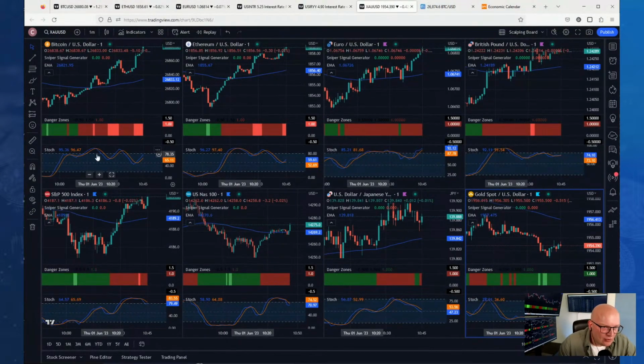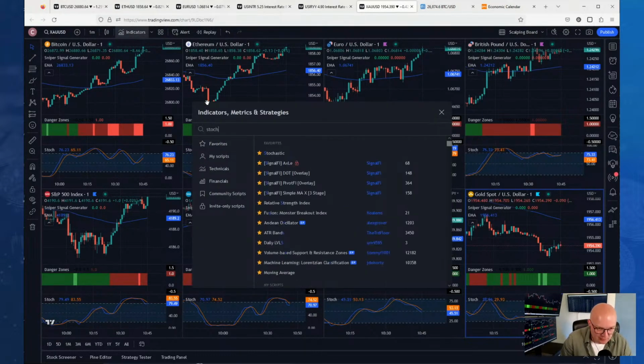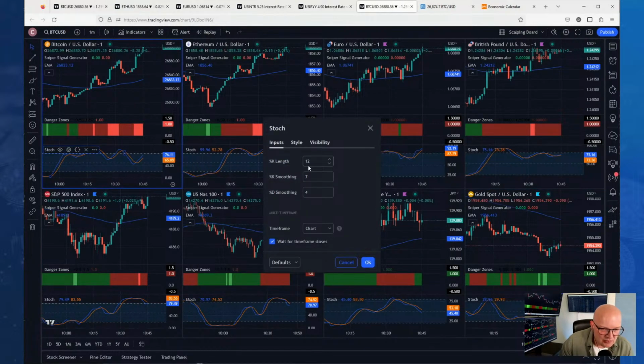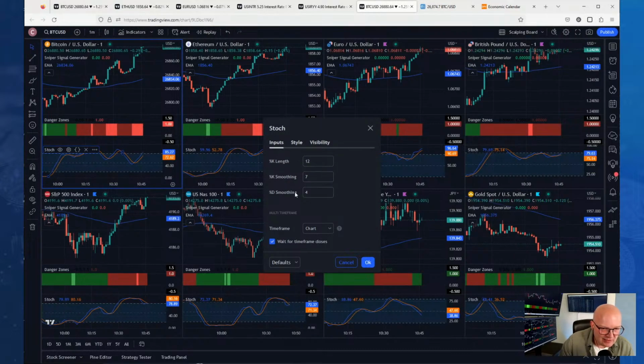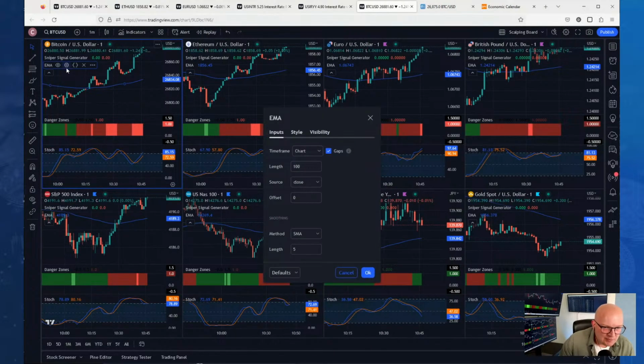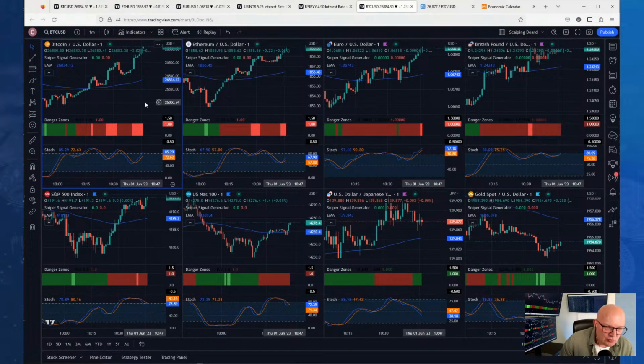Other than that, I'm just using a normal stochastic here. So you find this under indicators, and if you search for stochastic, I modified the stochastic in a way that I'm using these metrics here: K length 12, smoothing 7, and K smoothing and D smoothing 4. But it's just what appeals to my eye. And then I have here the blue line, an exponential moving average with a length of 100 minutes in this case, since we are using the minute charts today. This is what works for me, but of course there are many ways to approach it.